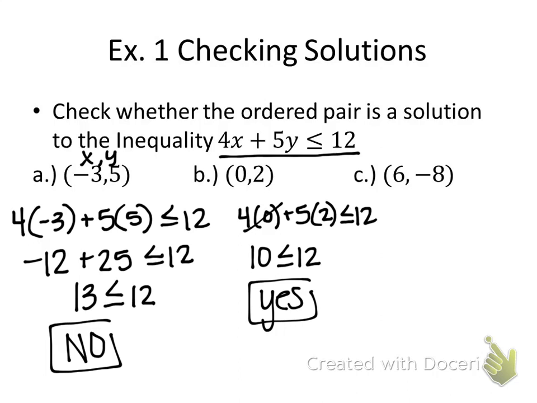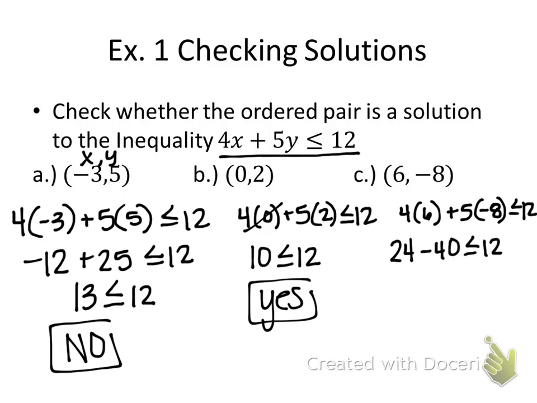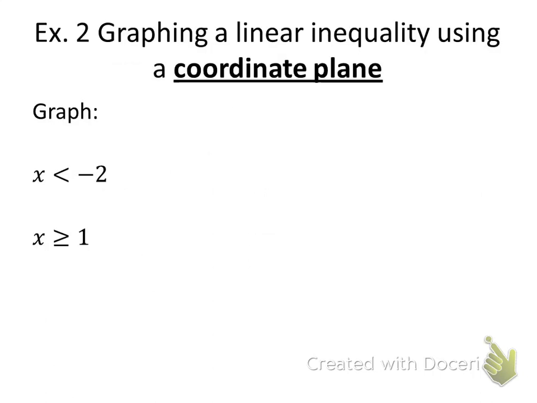All right, and let's try the last one. 4 times 6 plus 5 times negative 8 is less than or equal to 12. 4 times 6 is 24. 5 times negative 8 is negative 40. 24 minus 40 is negative 16, is less than or equal to 12. Is negative 16 less than or equal to 12? Yes, it is. So this would be a solution. So basically all we're doing is figuring out if the ordered pair is a solution, plugging it in for x and plugging it in for y. Now, we're going to go ahead and start graphing.